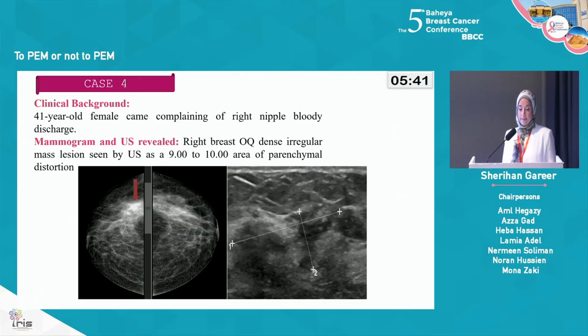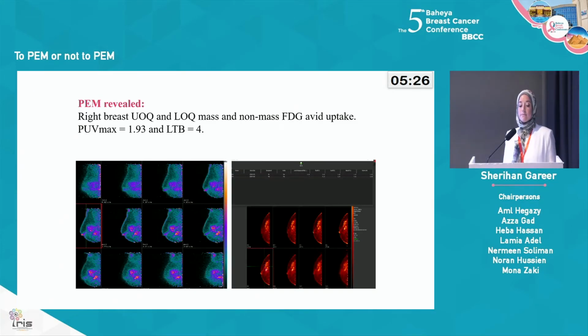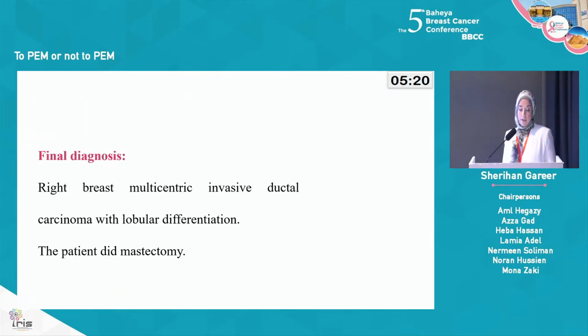In this case, the patient came complaining of right breast nipple discharge. The mammography and ultrasound revealed an upper outer quadrant dense irregular mass, seen by ultrasound as a 10 o'clock area of parenchymal distortion. On PEM, the right breast revealed upper outer quadrant and lower outer quadrant mass and non-mass uptake. The post-biopsy diagnosis was breast multicentric invasive ductal carcinoma with lobular differentiation.